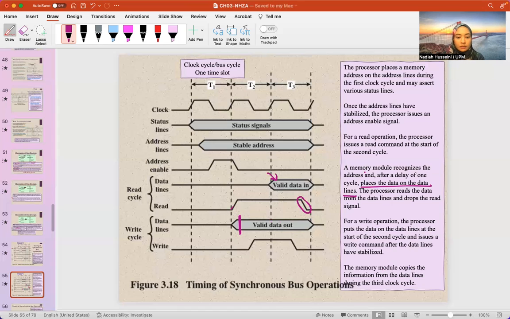Okay, so again, I'm going to repeat that. We have 3 time slots over here. Our clock can be read by all devices, by all modules. Everything must start at the beginning of a clock cycle. No one gets to begin before the clock starts.